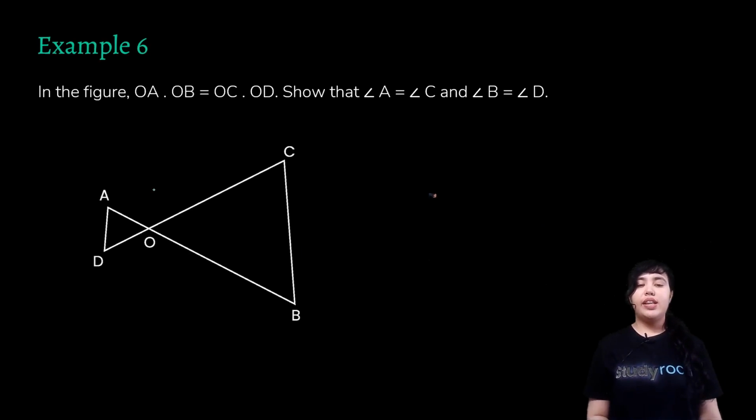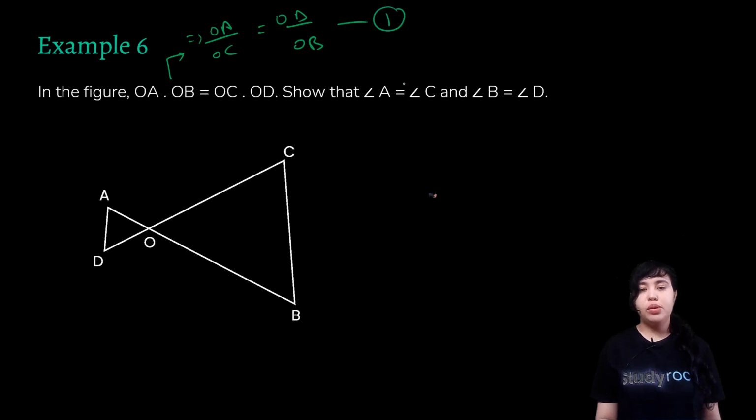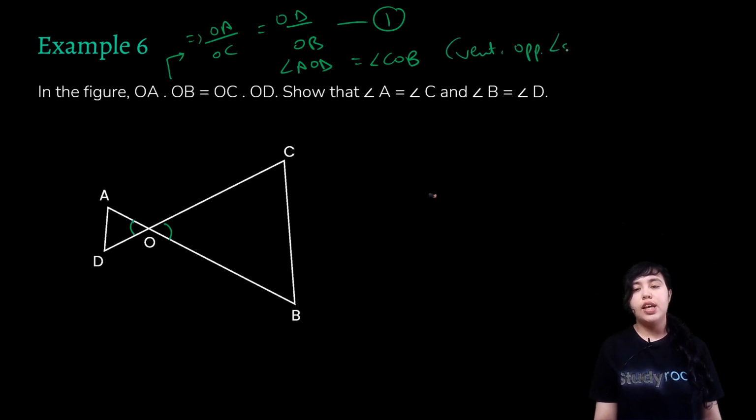Then we have been given another figure where OA into OB is equal to OC into OD. Now we can write this in the form of two ratios. So I can write over here that OA upon OC is equal to OD upon OB, and you make this equation number 1. Now further I can say that this angle AOD is equal to this angle COB because they are vertically opposite angles. And let me call this equation number 2.